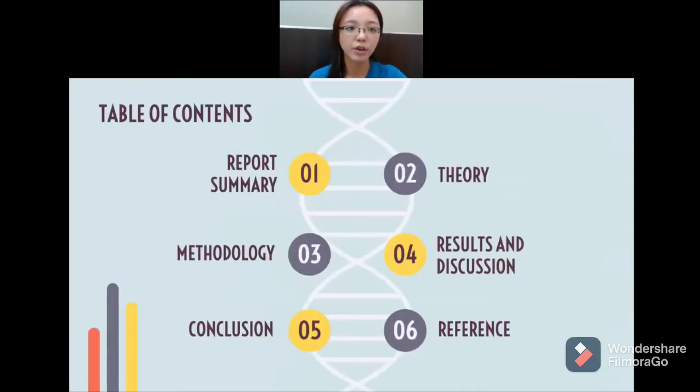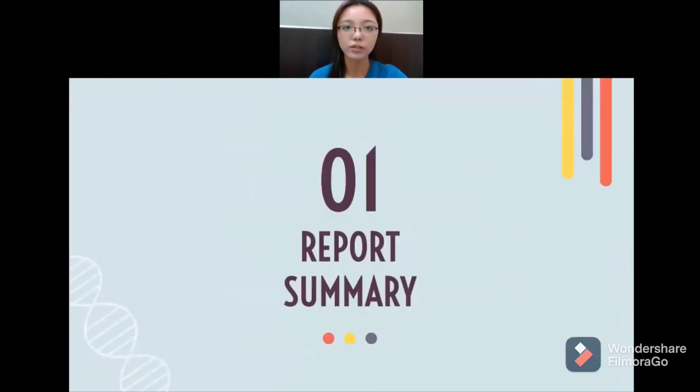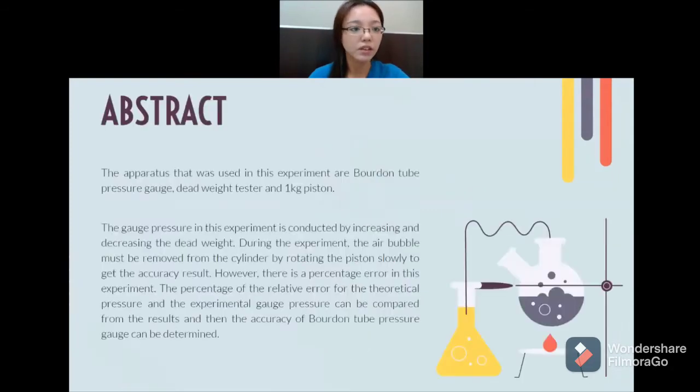This is the table of contents. Now we start from the report summary. The apparatus that was used in the experiments are Bourdon tube pressure gauge, dead weight tester, and the 1 kilogram pistons. The gauge pressure in this experiment is conducted by increasing and decreasing the dead weight.